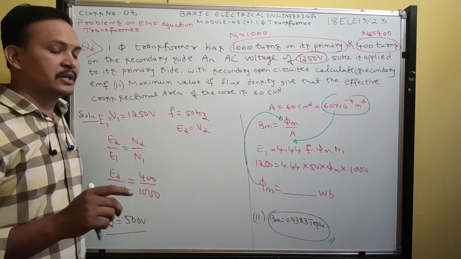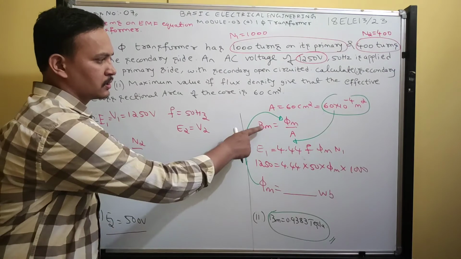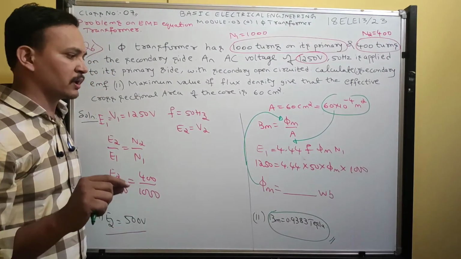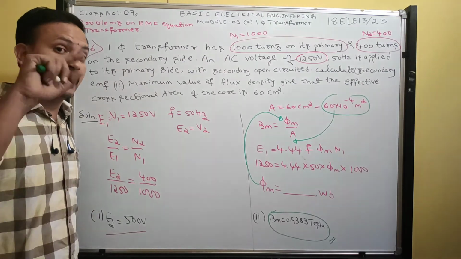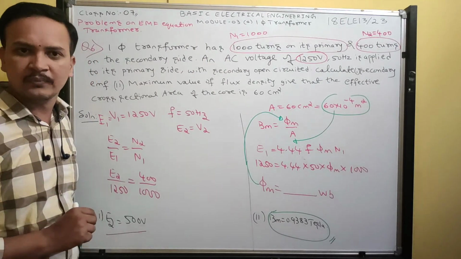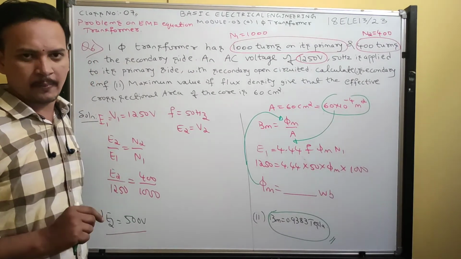Okay, got it? See guys, whenever you are calculating flux density, keep the unit of the flux density as Weber per meter square. If they give the area in centimeter square, convert it into meter square. You should take care of that.